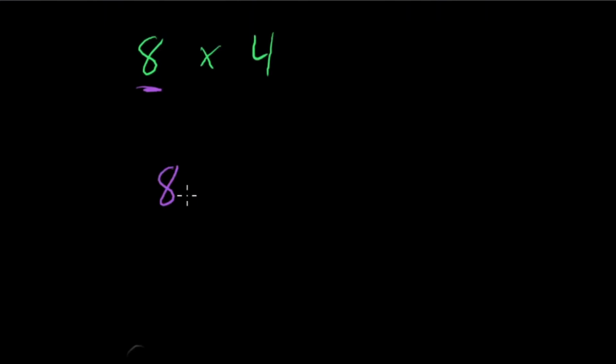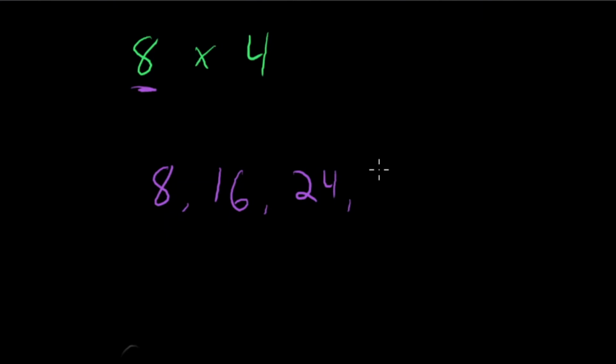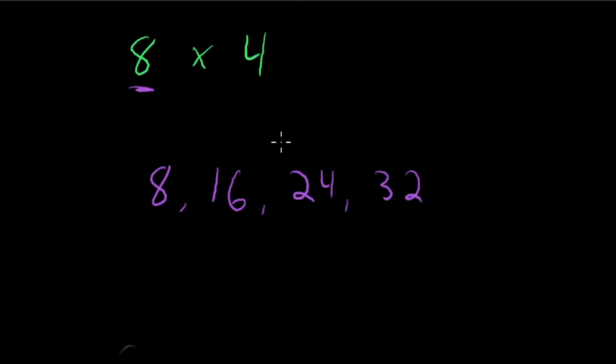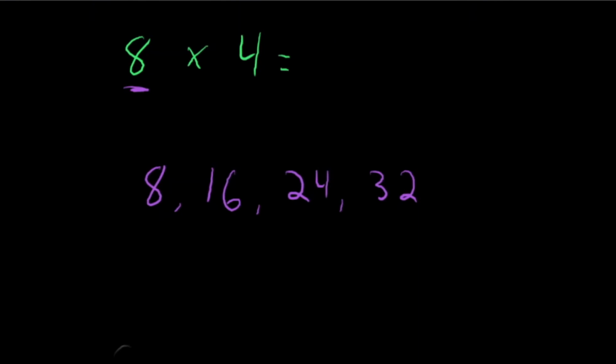So we've got 8. What's next? 16. What's next? 24. What's next? 32. Let's make sure we did it 4 times. 1, 2, 3, 4. So for 8 times 4, we're getting 32 if we skip count by 8. Now let's skip count by 4.